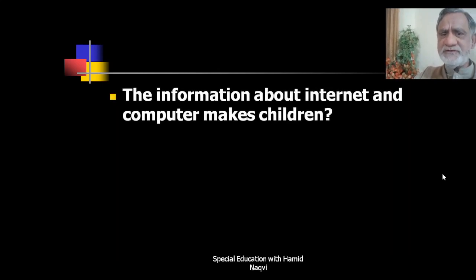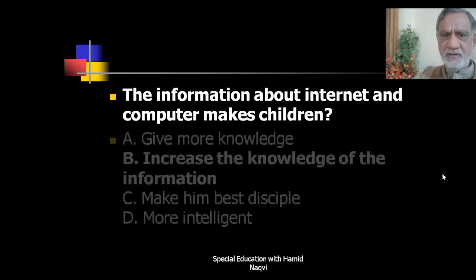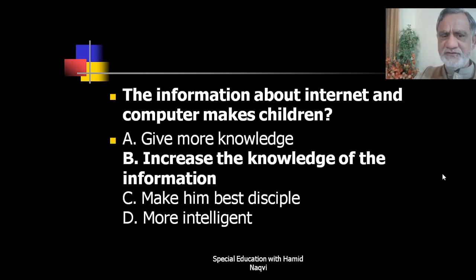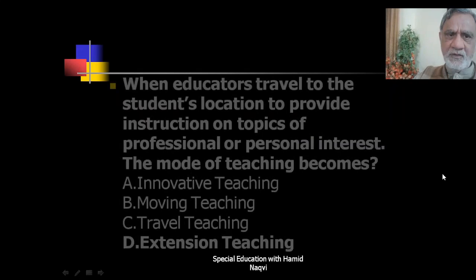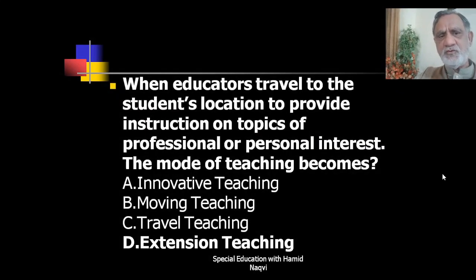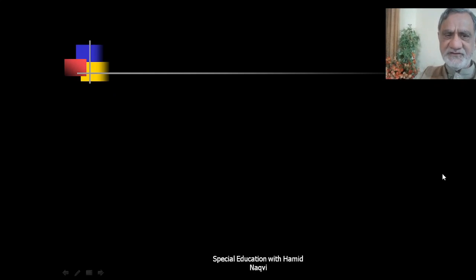The information about internet and computer makes children give more knowledge, increase the knowledge of the information, make him best disciple, more intelligent. Answer is increase the knowledge of the information. When educators travel to students' location to provide instructions on topics of professional or personal interest, the mode of teaching becomes innovative teaching, moving teaching, travel teaching, or extension teaching. The answer is last one, that is extension teaching.